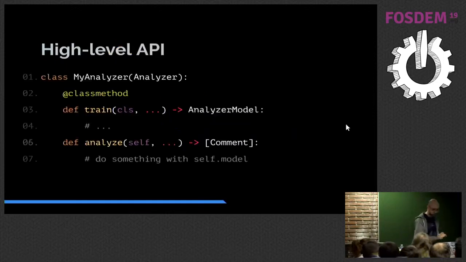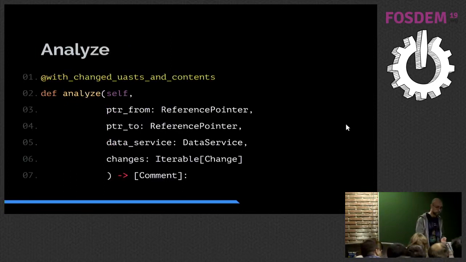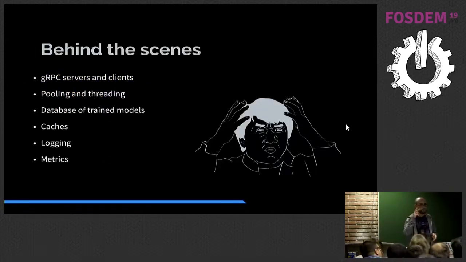Okay, I'm going to pass over the high-level API because there's not much time left and I want to demonstrate how the style analyzer works. So in brief, you just implement two functions, train and analyze, and everything works. You implement two functions in Python and that's it. You don't care about anything else, and you post your comments to GitHub, which is cool. Behind the scenes, the SDK does gRPC communication, pooling, threading, load balancing. It maintains a database with trained models. It maintains caches with your models. It does logging, metrics collection, and many, many other things, which you don't really wish to deal with yourself.